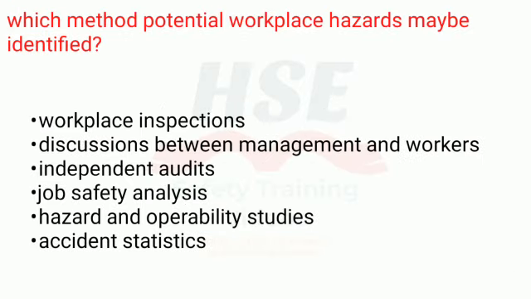By which methods may potential workplace hazards be identified? Workplace inspections. Discussions between management and workers. Independent audits. Job safety analysis. Hazard and operability studies. Accident statistics.